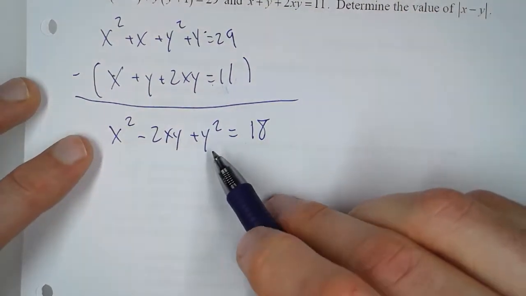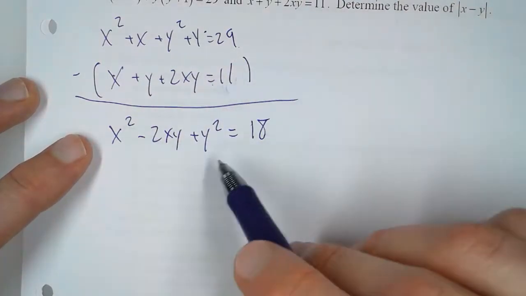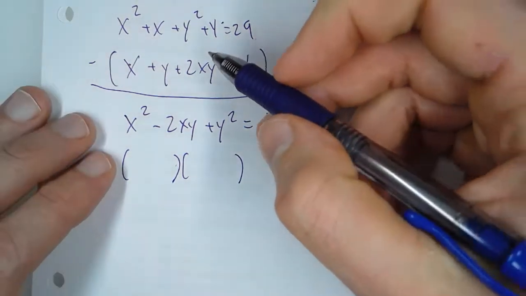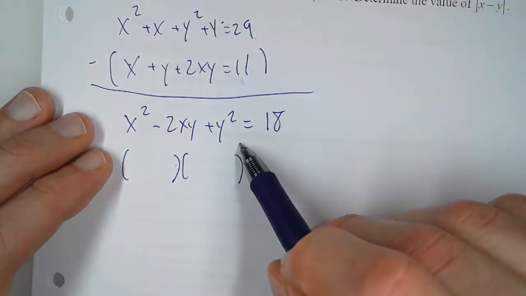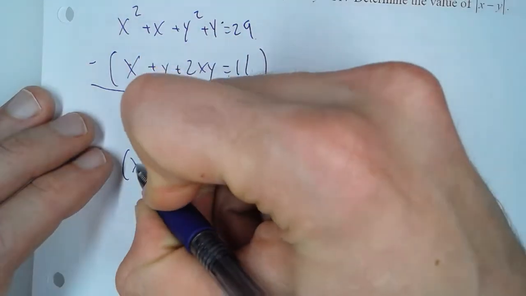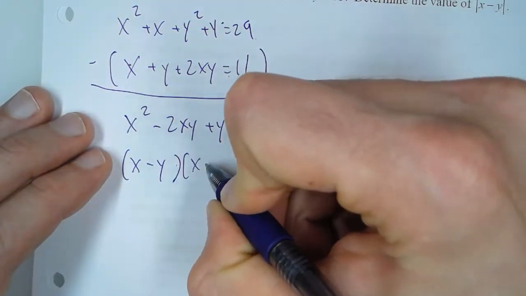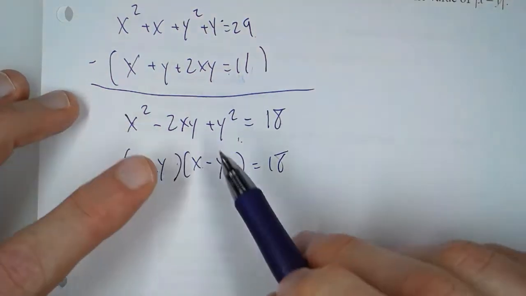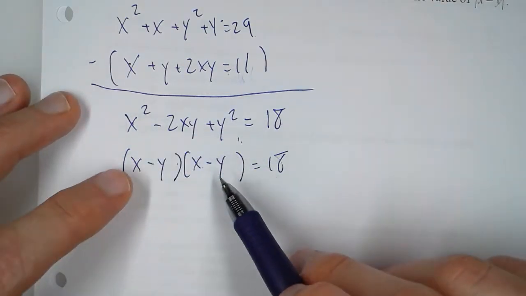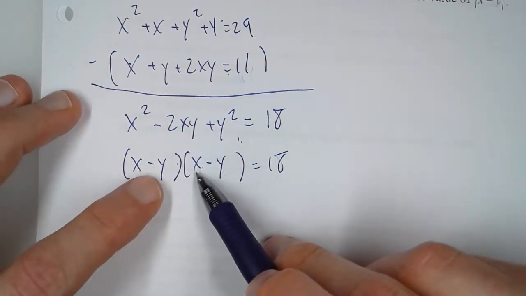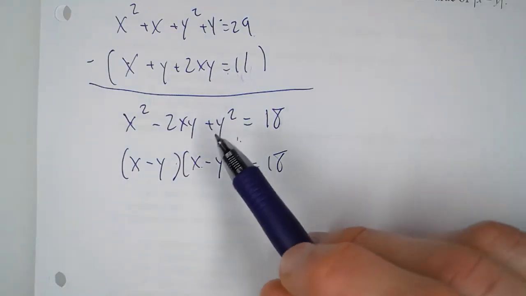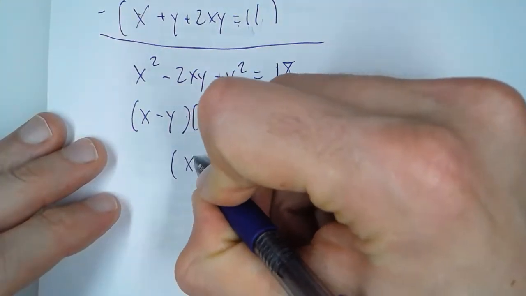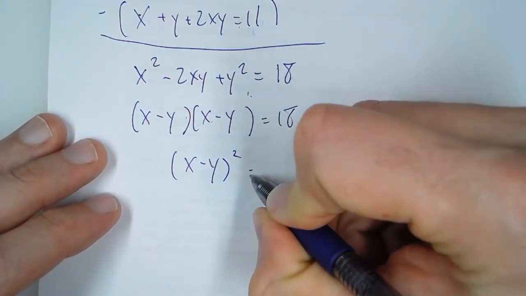Now, why would we write it like this? Well, getting rid of the x and the y and just leaving it like this, we can factor this, because what we have is a perfect square trinomial. This is x minus y times x minus y. X times x is x squared, negative y times negative y is y squared, and these two, the outside and inside pairs, both combine to give us negative xy. So what we can do is we can write this as quantity x minus y squared equals 18.